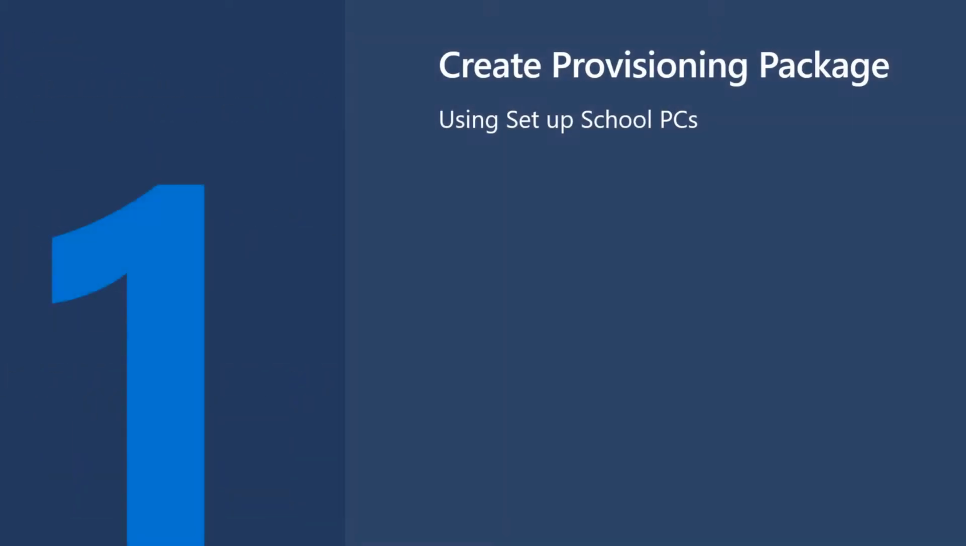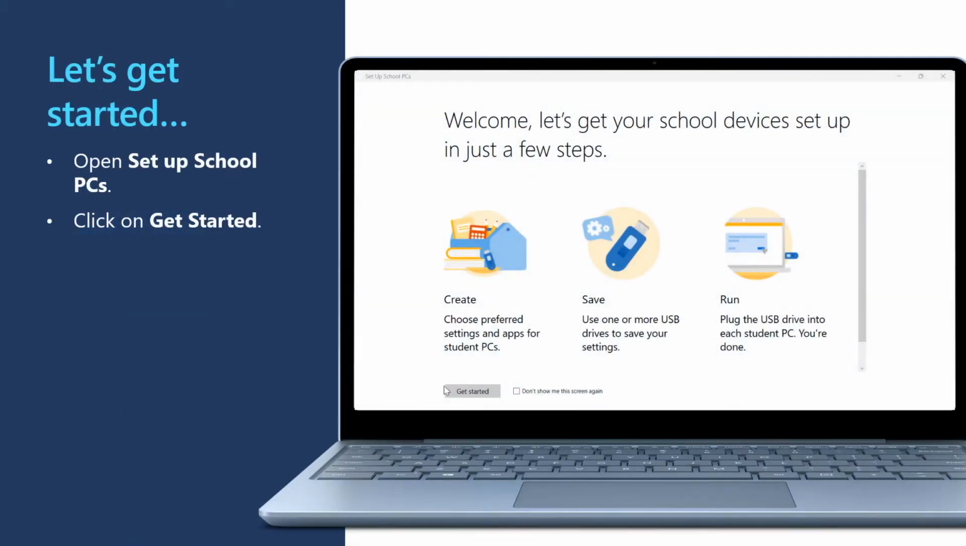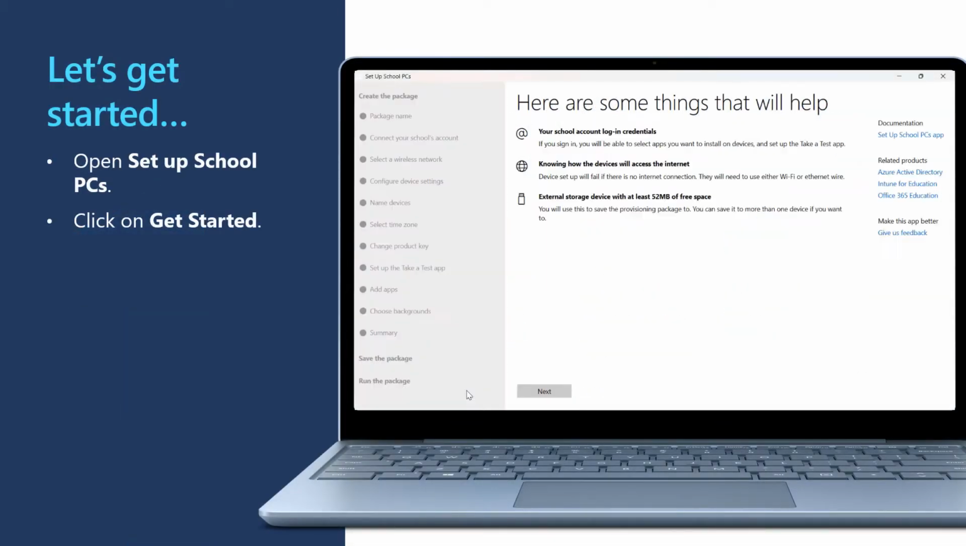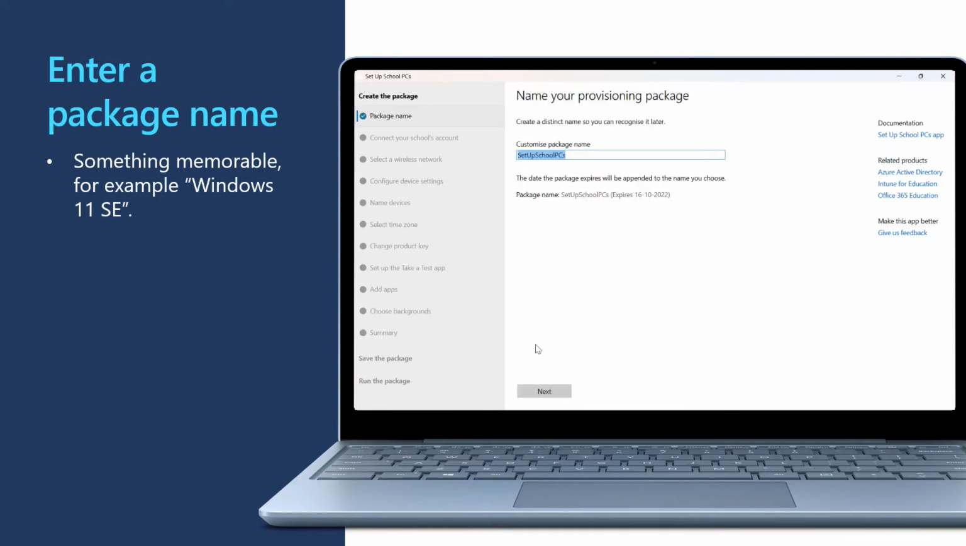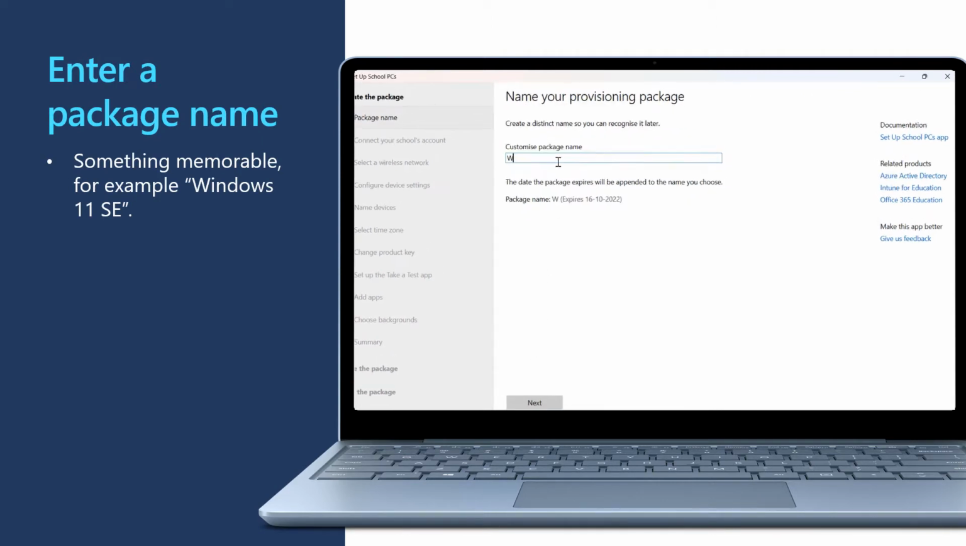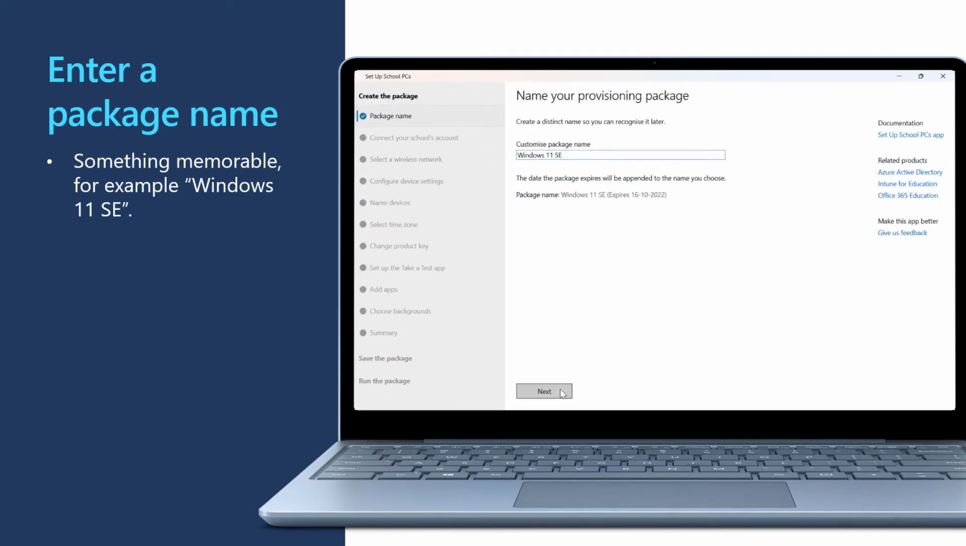Alright, so first things first, let's create our provisioning package. Open up the Set Up School PCs app on your computer and click Get Started. Click Next to get to the screen where we can create a package name. This is the name that your provisioning package will be called on your USB drive. This can help you identify what the package does if you have multiple USB drives with different packages.